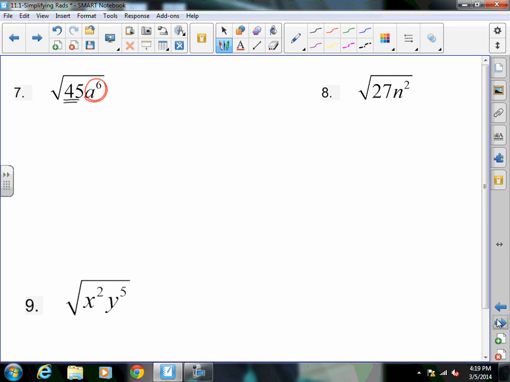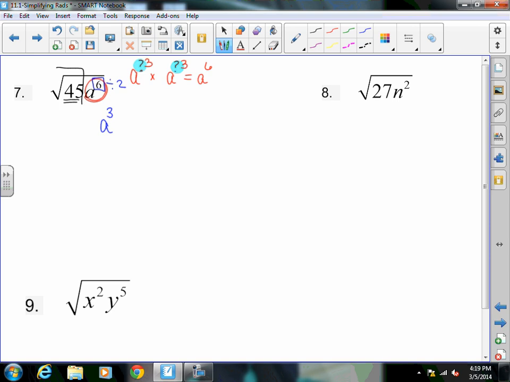When you do the square root of this variable, we're asking ourselves a to the what times a to the what will give us a to the 6th. And these two exponents have to be the same. Well, the only two numbers that are the same that will give us a 6 would be a 3 and a 3. So essentially, whenever you're square rooting the exponent, you're just going to cut it in half. So you're going to get out an a to the 3rd.